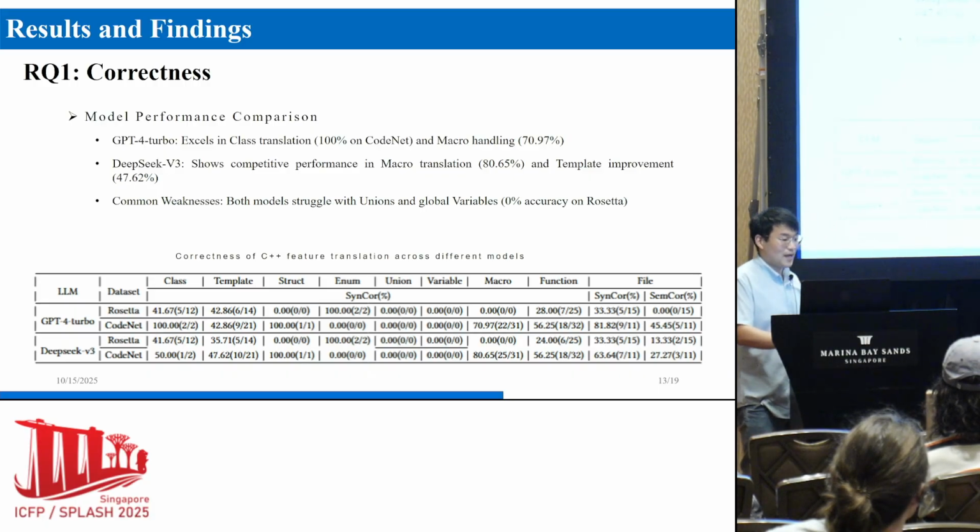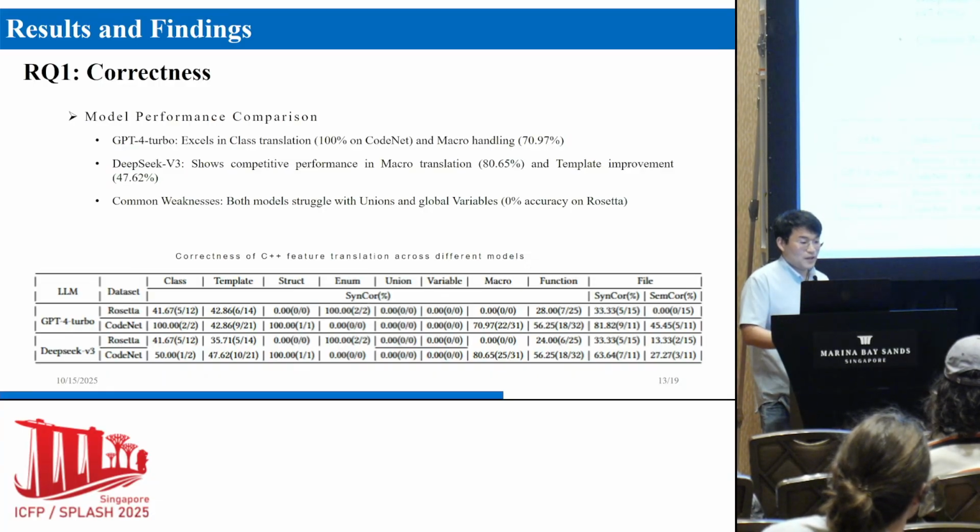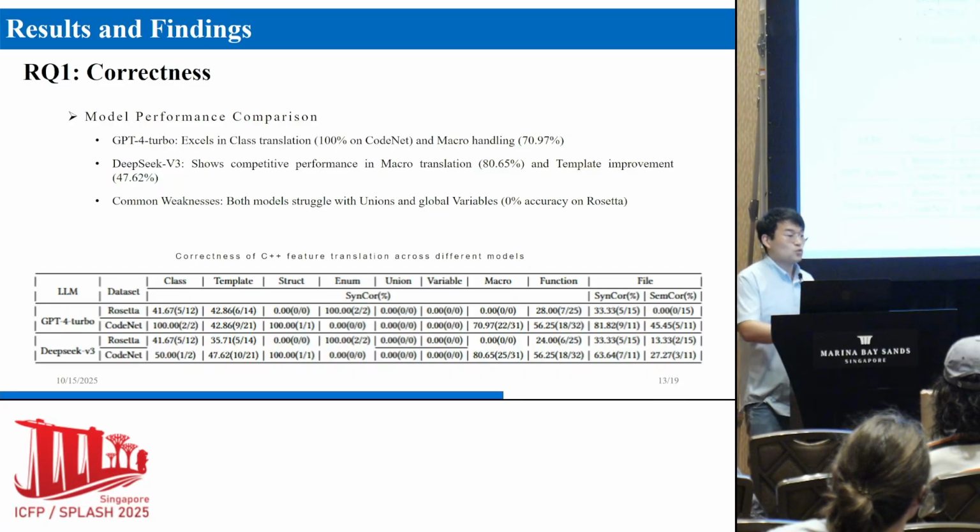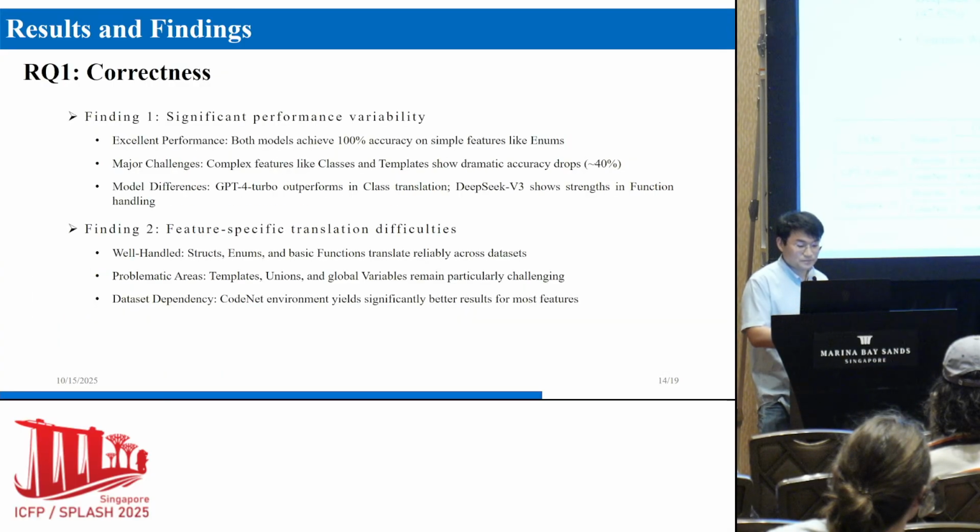As for the first RQ, we focus on correctness. We evaluate the model performance. We can see that GPT-4 Turbo excels in class translation in the CodeNet dataset. And for DeepSeek V3, it shows competitive performance in macro translation and template implementations. However, these two models have a common weakness. They struggle with unions and global translations.